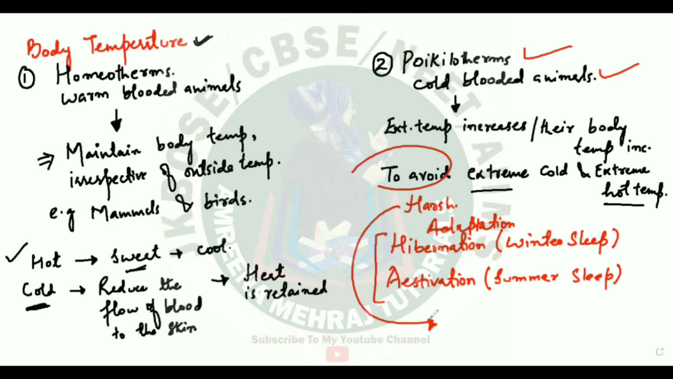Now how are they harsh? Let me make that also clear. You should know as science students that extreme hot temperature is going to damage, it's going to destroy, it's going to degrade your important enzymes. So basically in these harsh conditions, what can happen is denaturation of proteins, so the cells of the body.